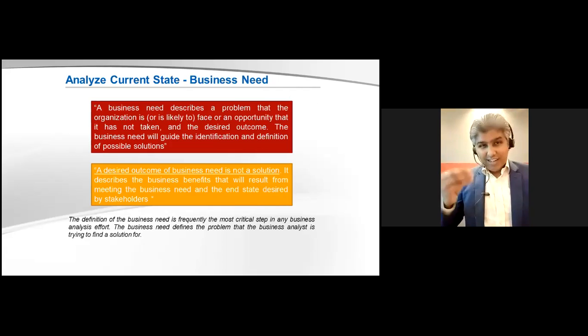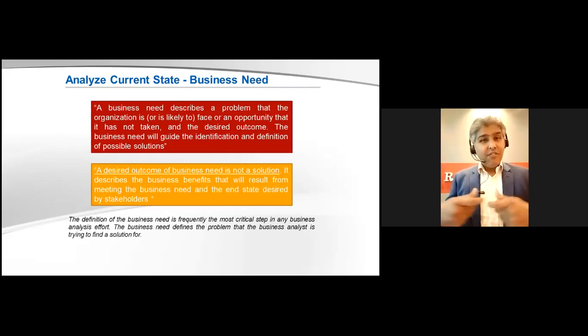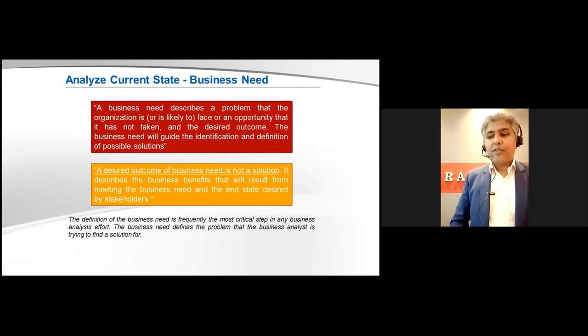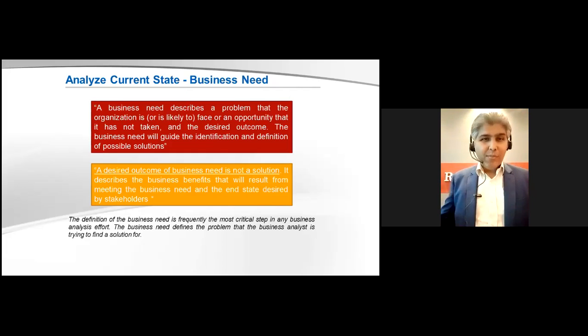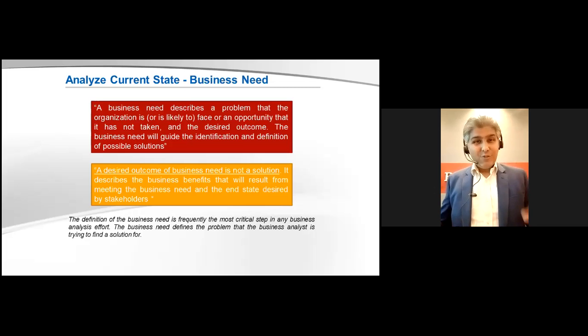So the output of current state analysis is business needs. So you find out we need training there, we need these kinds of capabilities, we need these kinds of equipment, we need this kind of infrastructure, we need this kind of product. So these are business needs, high level business needs. A business need describes a problem or an opportunity that the organization is currently facing, or an opportunity that has not been taken yet, and the desired outcome. So what are the problems or opportunities and what do we want out of them?